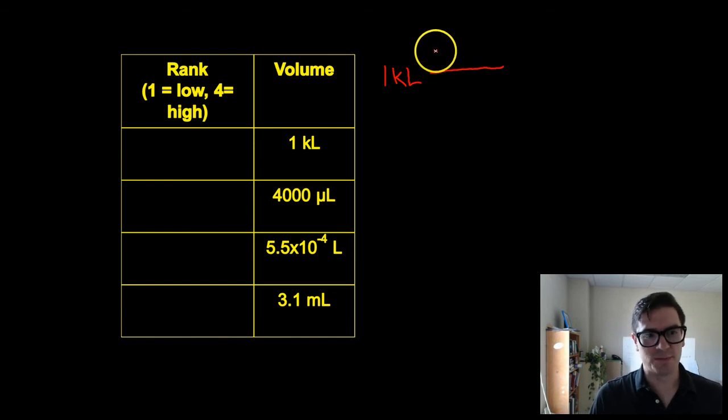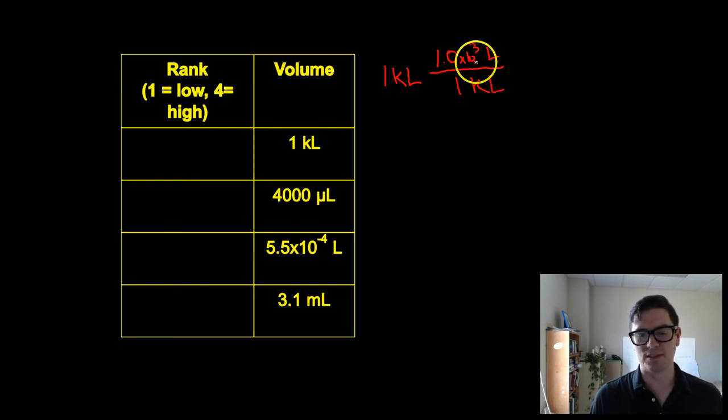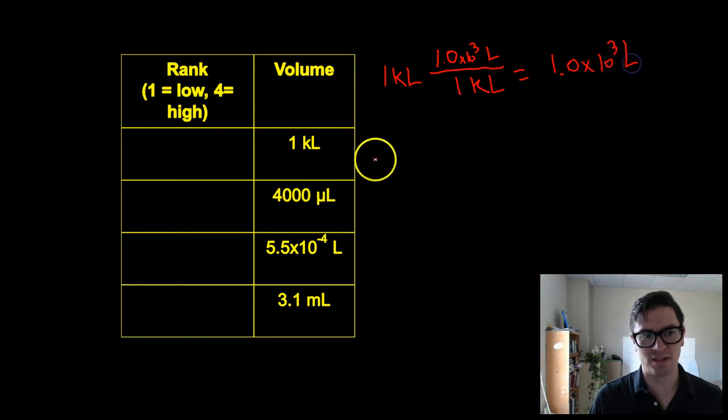So you set it up so that your final term is in liters. You have 10 to the 3 liters per 1 kiloliter. Basically it's saying 1,000 liters per kiloliter. If you use that conversion, you get 1 times 10 to the 3 liters. Okay, that's the first one.